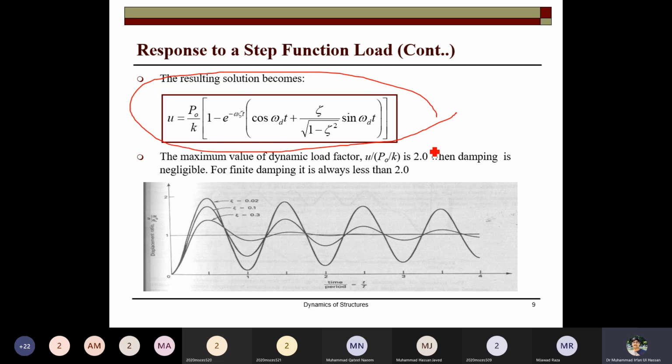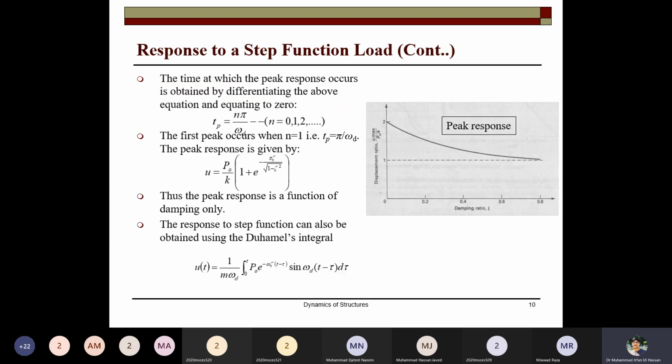So you can see that, and this is the response for the different values of the damping. If the damping is lower, then you can see the response. So this is the displacement ratio U over P naught over K. We brought this here, and this response is basically giving you the outcome.